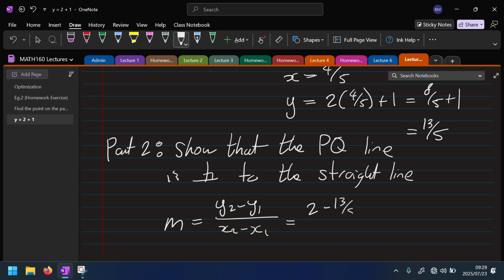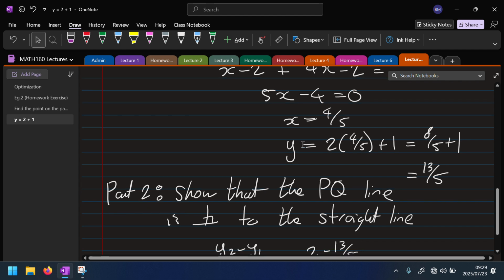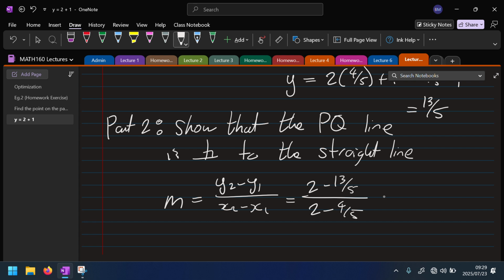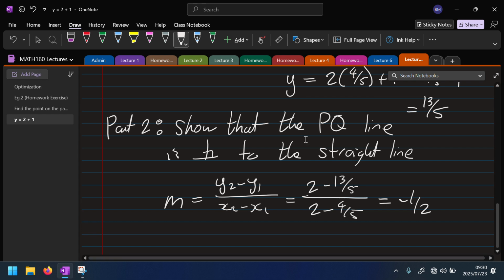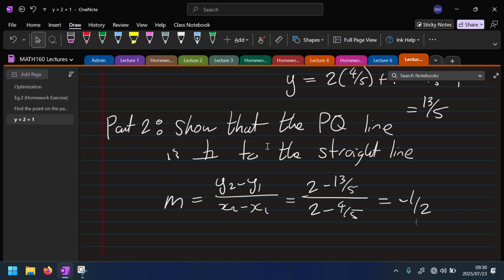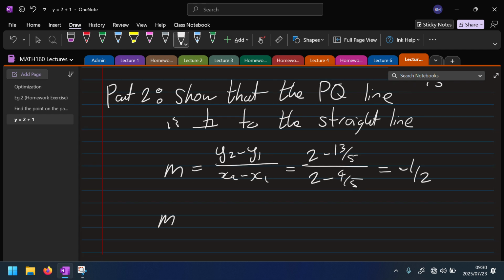So (2 minus 13 over 5) over (x2 minus x1), so 2 minus, and we had x over here, which was the 4 over 5. What do we get for that? Negative a half. And we can stop there. You can find the full equation for the line if you want, but that's not needed. To show that they are perpendicular, the product of the gradients must be minus 1. So there's no need to carry on. So m1 times m2, that's 2 times minus a half, which is minus 1, which is what we needed to show.